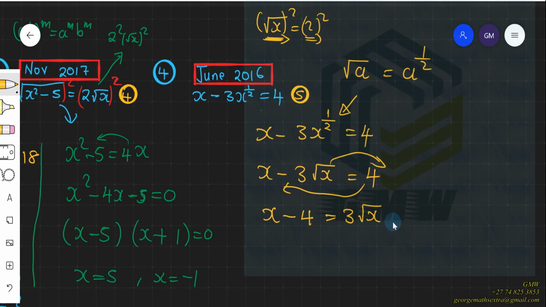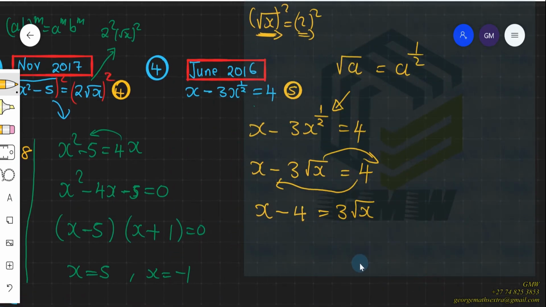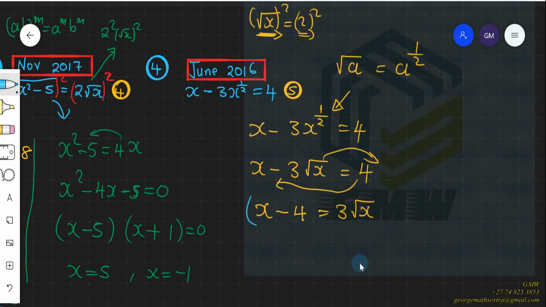Now, if you look at this example now, it looks exactly like what you have in this number 3, option number 3. The idea now is simply to square both sides. So if I square this side and also square this side, I'll end up having, this is expansion, x squared minus 8x plus 16 is equal to, I have to square the 3 also, it becomes a 9x. Please make sure you do not forget this.